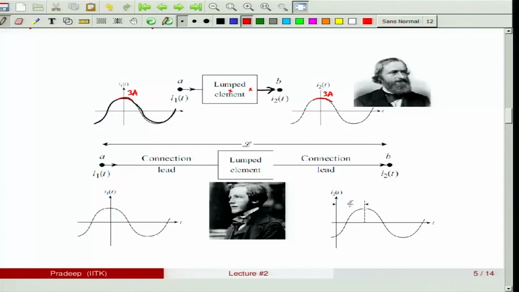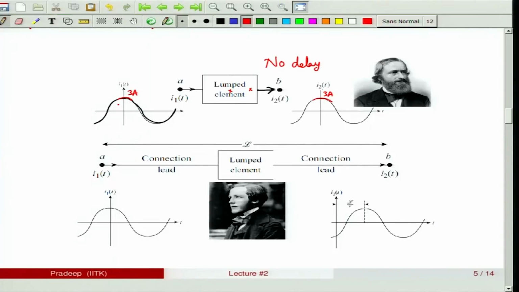So what we mean is that the moment you connect the current source I1 of t to this lumped element, the current I2 of t will follow the same current I1 of t without any delay. There is actually no delay in current I2 of t following the current I1 of t. Now that is quite important here. This is the characteristic of a lumped element.